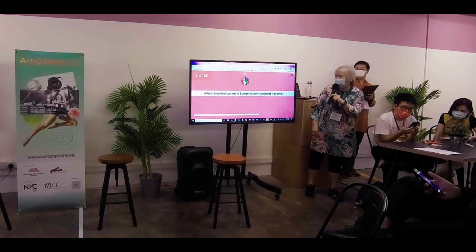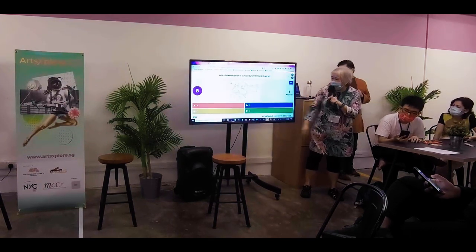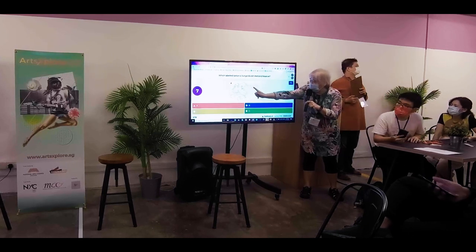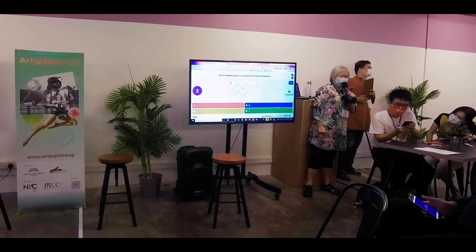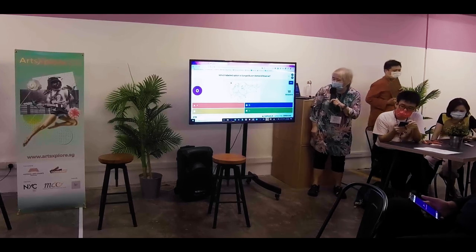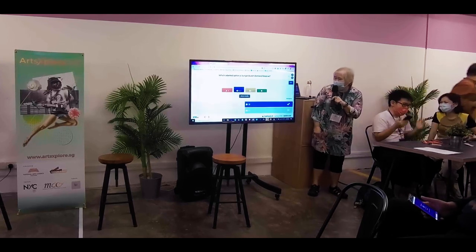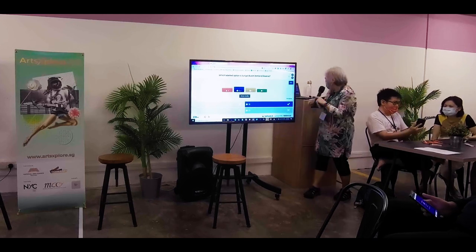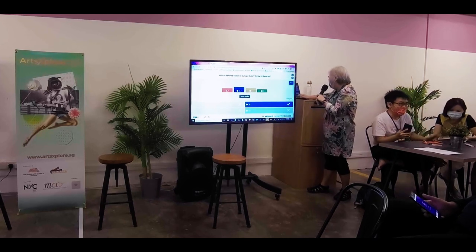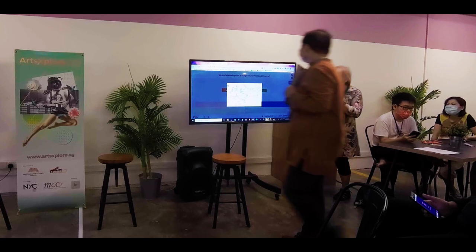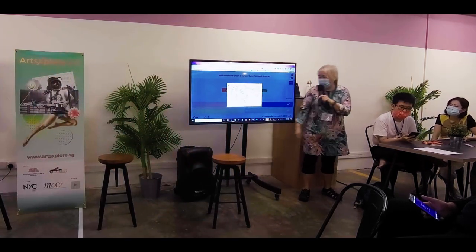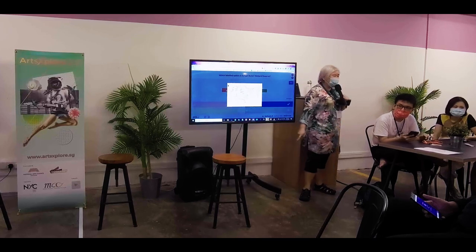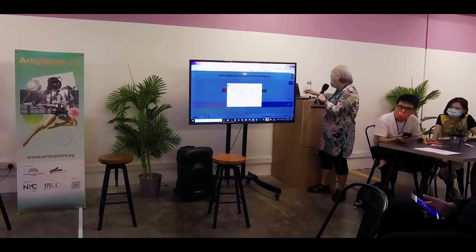Which labelled part is Sungai Buloh Wetland Reserve? On top here, B, C, D, or below here, A? Okay, I will show you the map again. You only gave me 15 minutes. So B here is actually Sungai Buloh.